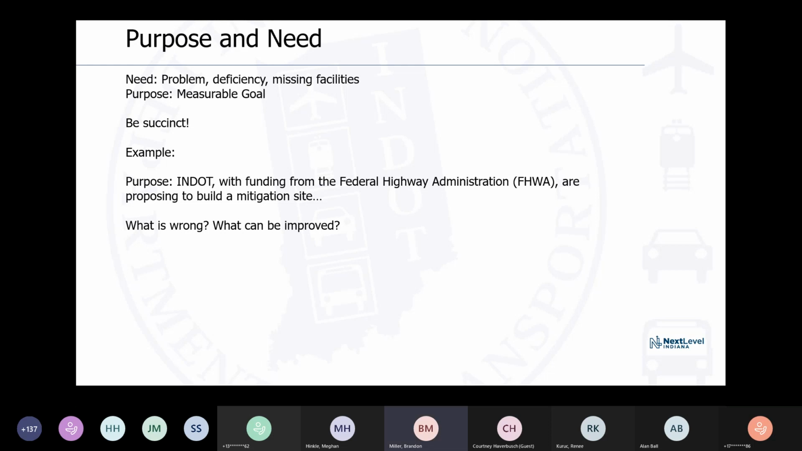Okay, thank you, Megan. So purpose and need, in very, very narrow terms: usually we want you to talk about need first. It identifies the problem, the deficiency, the missing facilities that might be present or not present, and then talk about the purpose. The purpose should be a measurable goal. Sometimes that measurable goal can be a yes or no. If you do yes or no, that's going to make it so you have potentially a lot of alternatives that you can consider. So just be aware of that.